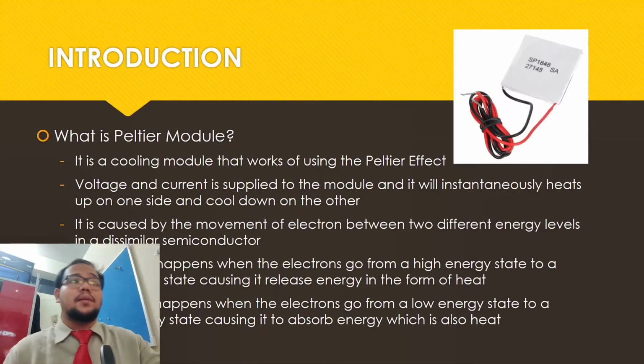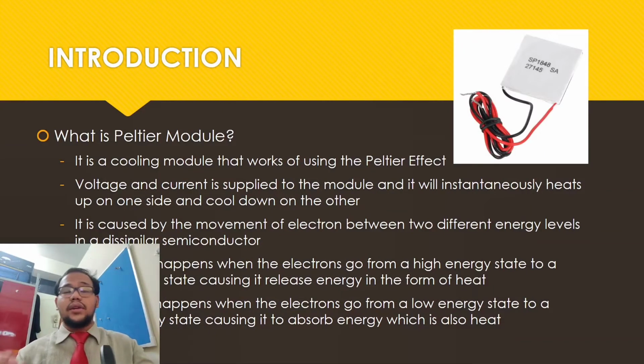What is a Peltier module? A Peltier module is basically a heat pump, which will absorb heat on one side and release it on the other side. This happens when voltage and current is supplied to the module. It will instantaneously heat up on one side and cool down on the other side. This is caused by the movement of electrons between two different energy levels in a dissimilar semiconductor.